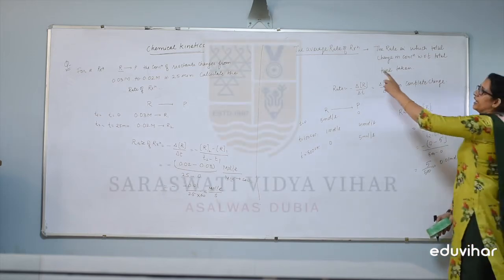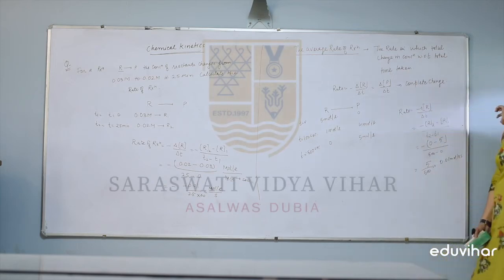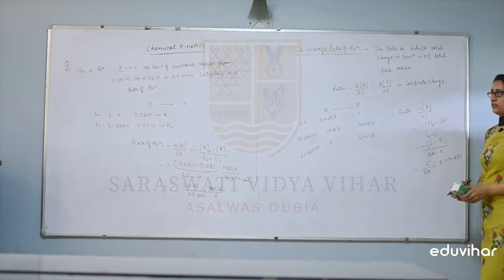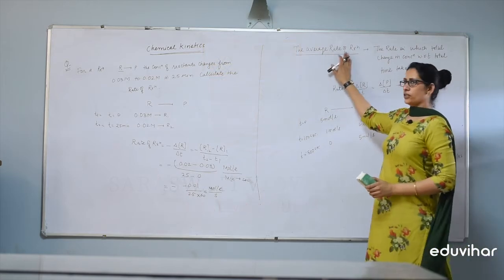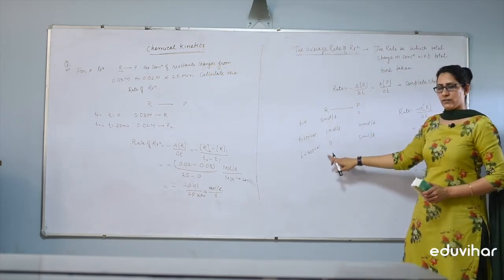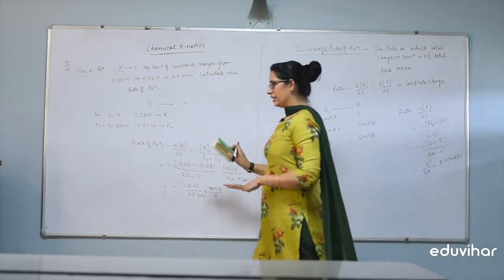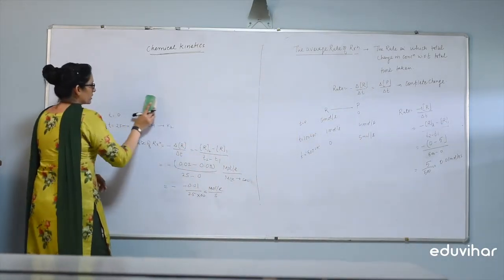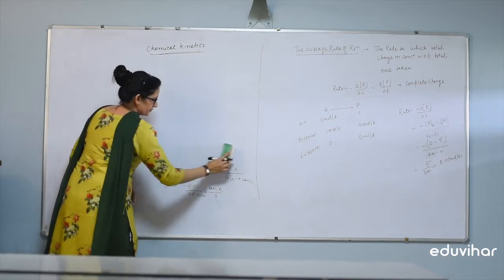Whenever we calculate average rate of reaction, we are taking initial and final condition. In instantaneous rate of reaction, we calculate the rate of reaction for the small interval.